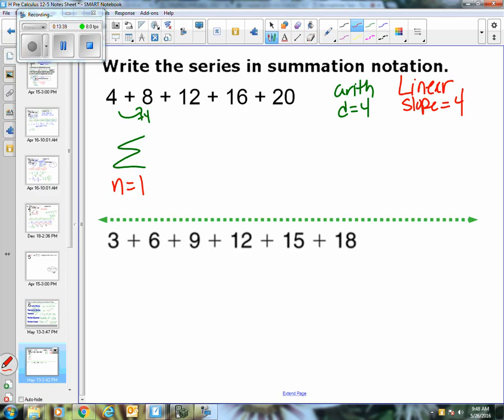So you know your slope is 4. So what if I just did 4 times n? Linear, right? So slope of 4 times n. If n is 1 for their first term, 4 times 1 would generate a 4. If n is 2, 4 times 2 would give you 8. 4 times 3 is 12. 4 times 4 is 16. 4 times 5 is 20. Looks like we're in good shape. So I could start at 1 and end at, this is term 1, 2, 3, 4, 5, and end at term 5.